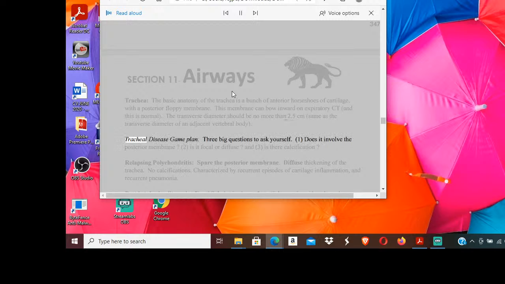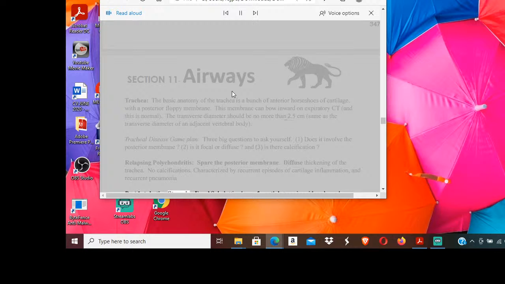Tracheal disease game plan, 3 big questions to ask yourself. 1. Does it involve the posterior membrane? 2. Is it focal or diffuse? And 3. Is there calcification? Relapsing polychondritis spares the posterior membrane. Diffuse thickening of the trachea. No calcifications. Characterized by recurrent episodes of cartilage inflammation and recurrent pneumonia.